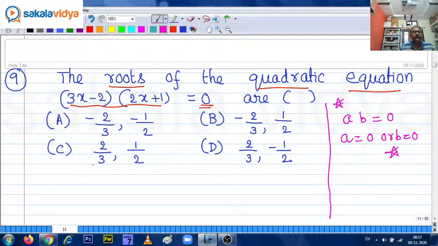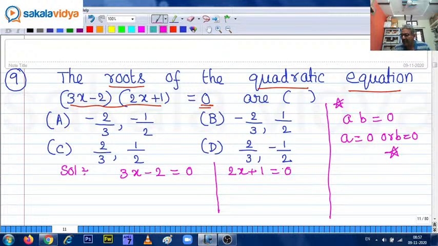Thank you, thank you. So now the solution: (3x minus 2) multiplied by (2x plus 1) is equal to 0 means either 3x minus 2 is equal to 0 or 2x plus 1 equals 0. We need to solve these two equations separately now. This we can write 3x equals 2. This is 2x equals minus 1. Now x we need to get. x equals 2 upon 3. So x equals minus 1 upon 2.